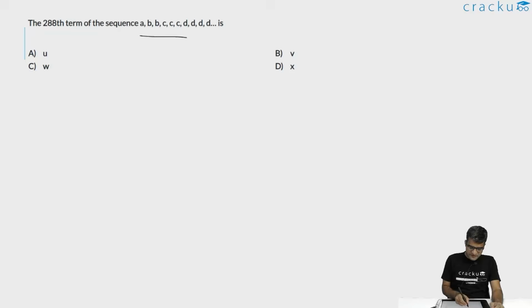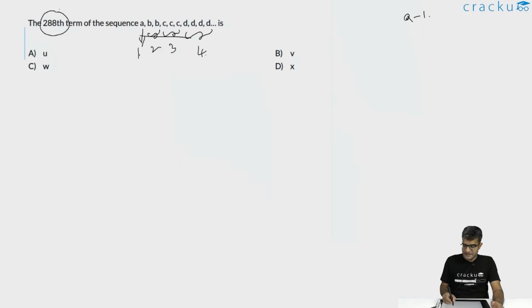In this question, we are given a sequence. A is repeated once, B is repeated 2 times, C is repeated 3 times, D is repeated 4 times and so on. We are asked to calculate what will be the 288th term. If you look at it, A is repeated once, B is repeated 2 times. So the total number of times A and B, both of them, are repeated is 1 plus 2, that is 3. So essentially the third term will be the last time B is repeated.